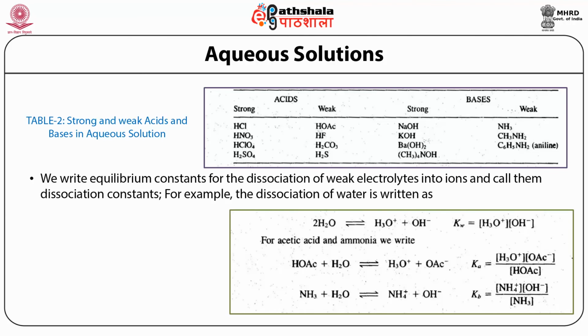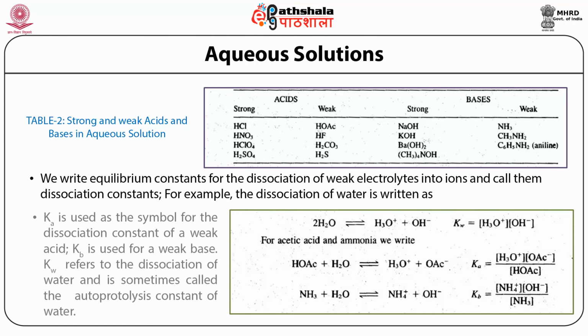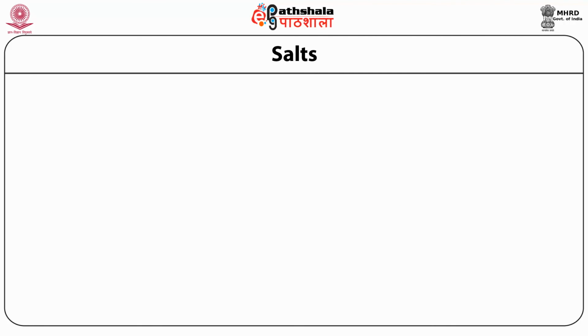Then ammonia reacts with water and forms the ammonium ion and hydroxide ion. It is represented as Kb equals NH4+ ion concentration times OH- ion concentration divided by NH3 concentration. Ka is used as a symbol for the dissociation constant of a weak acid. Kb is used for a weak base, and Kw refers to the dissociation of water and is sometimes called the protolysis constant of water.